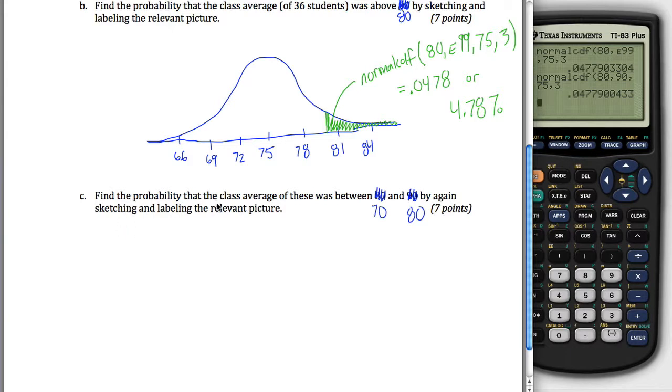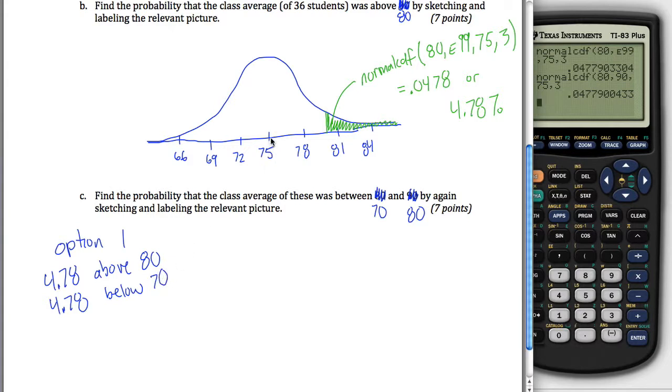Okay, in this one, it's pretty similar to part B. I want to find the probability that the class average is, but this time, between 70 and 80. Two options. Option one would be to be kind of clever. Option one is saying 4.78 above 80. And kind of using symmetry, I can say 4.78 is below 70.